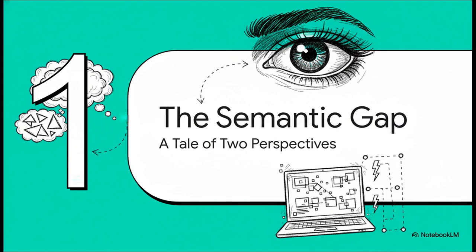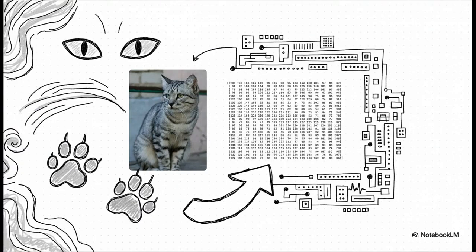Okay, so the very first thing we have to get our heads around is this core problem in computer vision. It's called the semantic gap. And really, it all comes down to the massive difference in how you and your laptop see the world. And this slide just lays it out perfectly. When we look at the image on the left, we see a cat. We see fur, eyes, a whole animal.